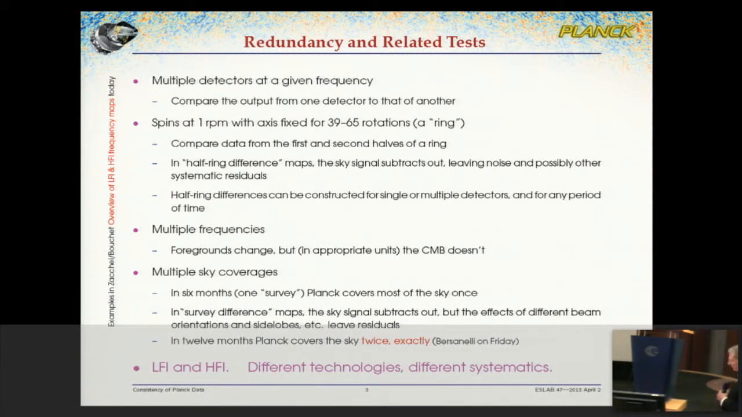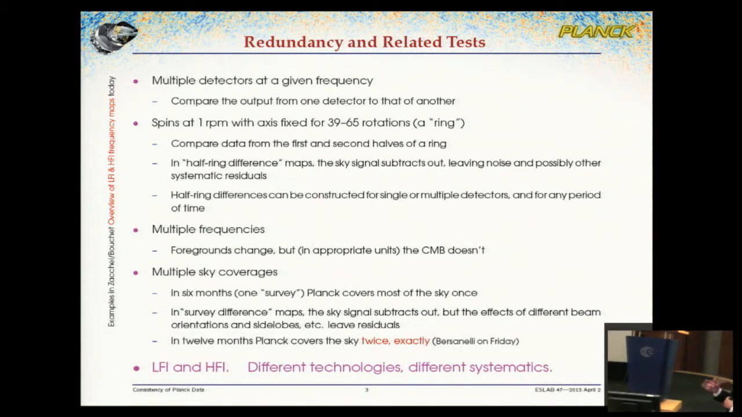We have multiple detectors at a given frequency, and we can compare the output from one detector to that of another. You've seen examples of this already this morning. Planck spins at 1 revolution per minute with its axis fixed for 39 to 65 rotations. That set is called a ring, and we can compare data from the first and second halves of a ring. It's a technique you've already heard about this morning, but it's a critically important technique, half-ring differences. In the half-ring differences, the sky signal subtracts out, leaving noise and possibly other systematic residuals. It's a very powerful test. It's a feature of the scan strategy that we would not want to be without.